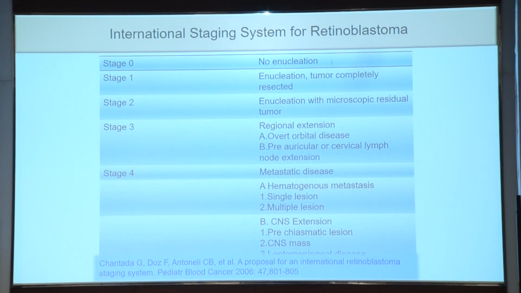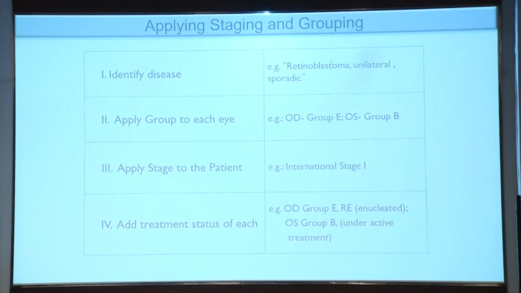Now, the International Staging System, as I told you, for life salvage: stage 1, where it is entirely removed; stage 2, with microscopic residual; stage 3, with orbit extension; and stage 4 is metastatic disease. So applying staging and grouping in retinoblastoma is very important, not only for documentation but also for taking decisions for management in retinoblastoma.